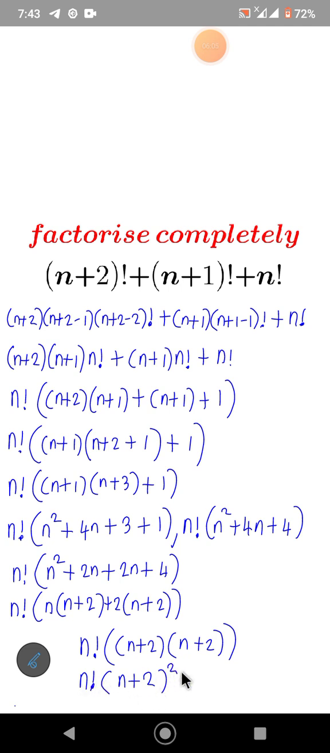So this is our final solution. I think I have completely factorized this expression.